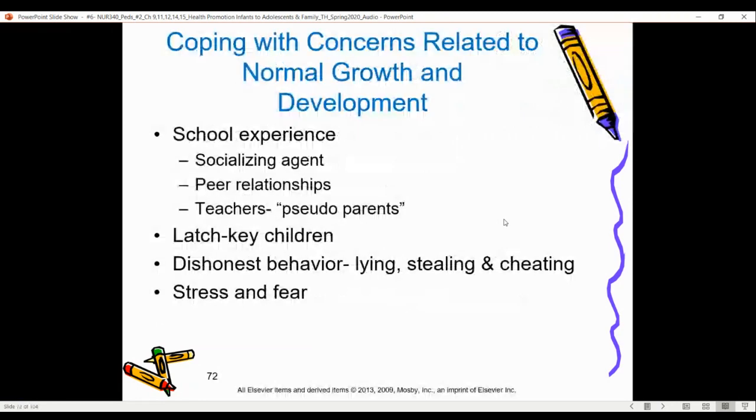Okay, other concerns with growth and development, school experiences. The school is a big socializing agent for peers. Remember, it's how they develop those peer relationships. It's how they interact with the world around them. And they're usually spending a lot more time at school than they are at home at this age. Remember, they're spending Monday through Friday, 8 hours a day, which is more than Saturday, Sunday at home with the parents. So it's a big socializing agent, positives and negatives with that.